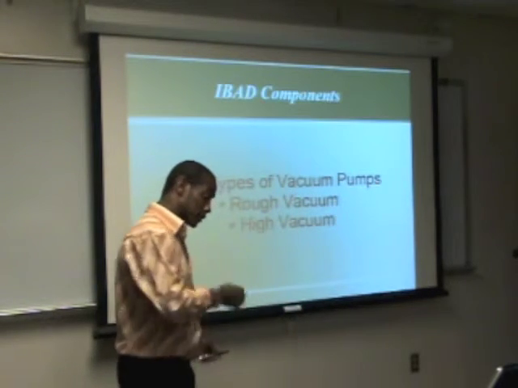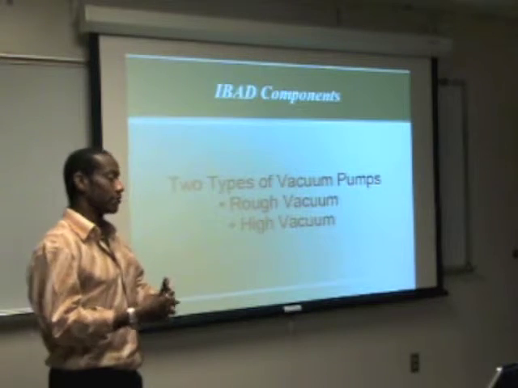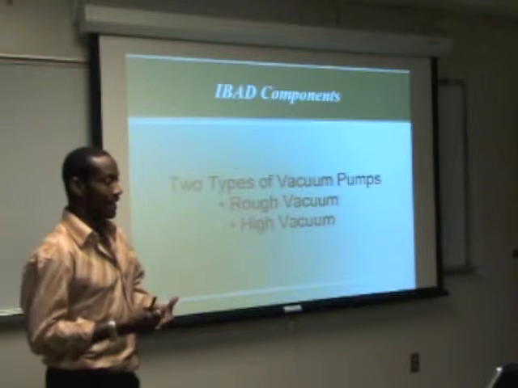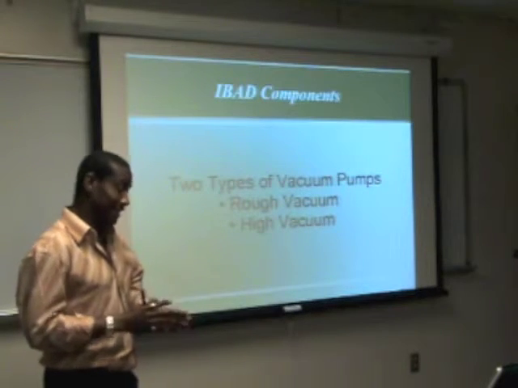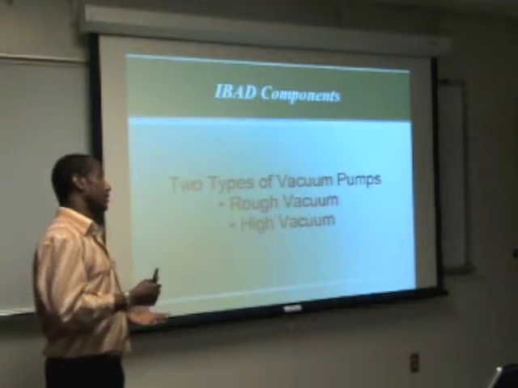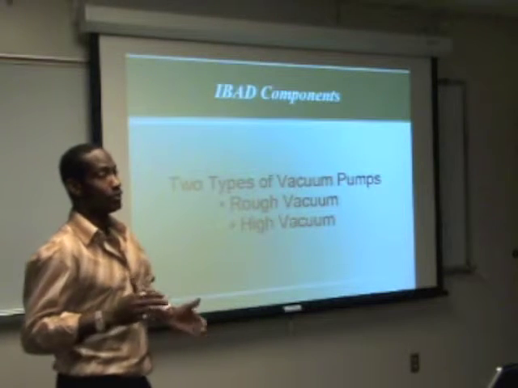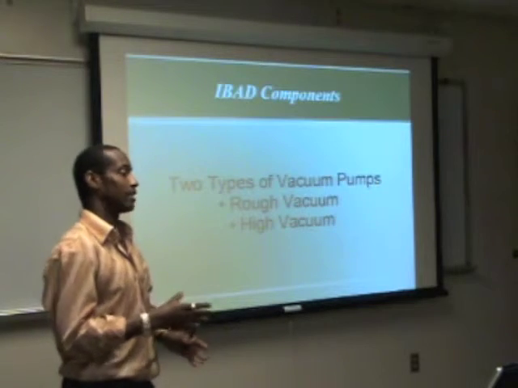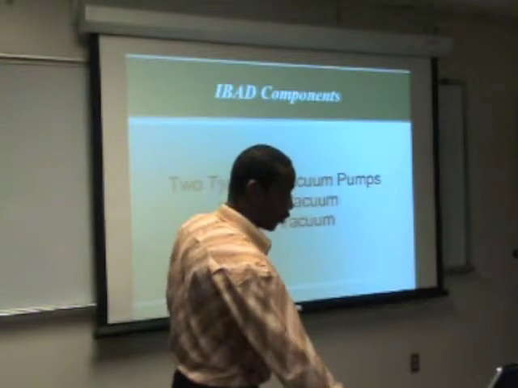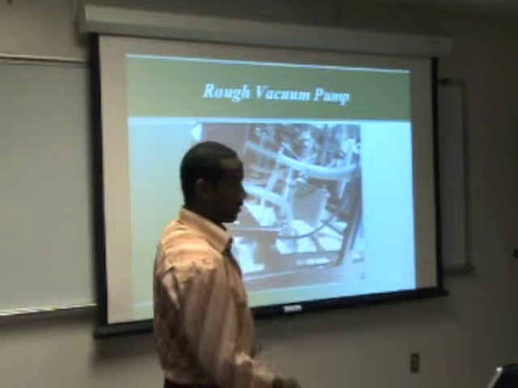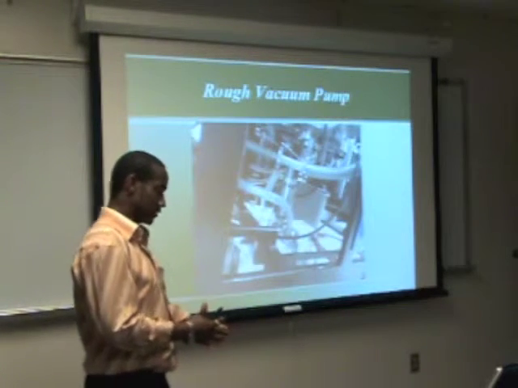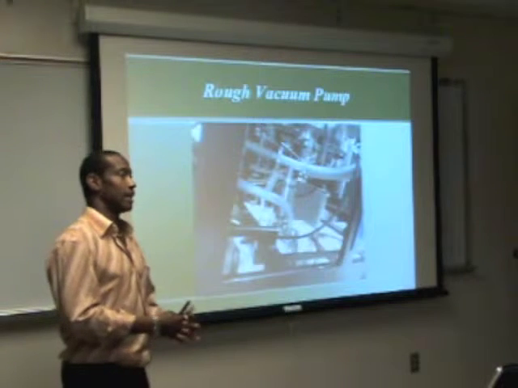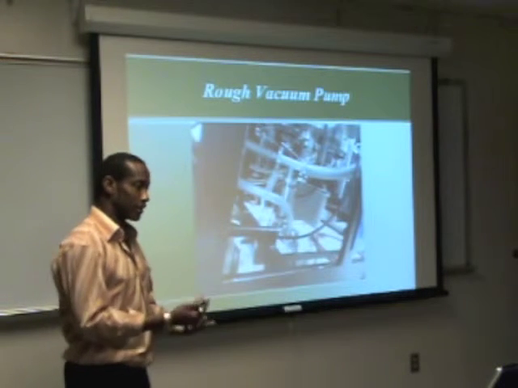Now, the way this process works with the electron guns and vaporizing materials, as you know, things like oxidization and things of that nature can't happen in a normal atmosphere. So the IBAD has to be vacuumed down to so many torr, and there are different types of vacuums: rough vacuum, high vacuum, and then ultra high vacuum.